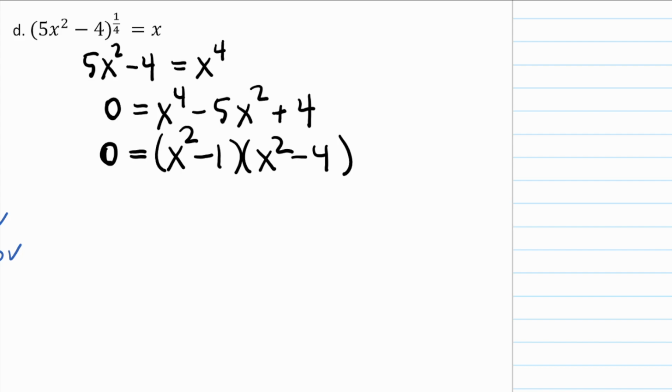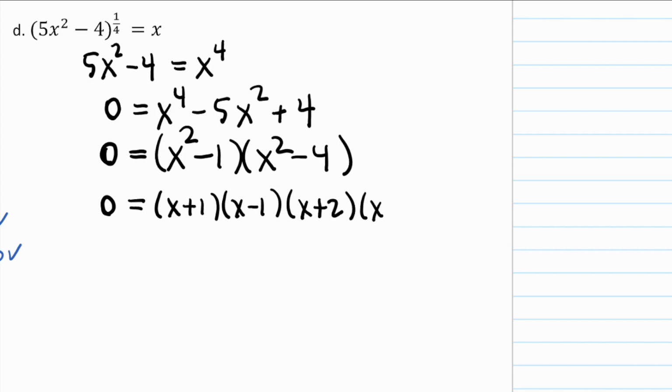Okay, but at this point, I've got my factors. I could go a little farther, though. It's been a while since we've talked about a difference of 2 squares, so maybe I should do that. A difference of 2 squares is something we can factor. So I factor like that, and I've got either x plus 1 equals 0, x minus 1 equals 0, x plus 2 equals 0, or x minus 2 equals 0. And because I did take both sides of the equation to an even power, I need to check my work.